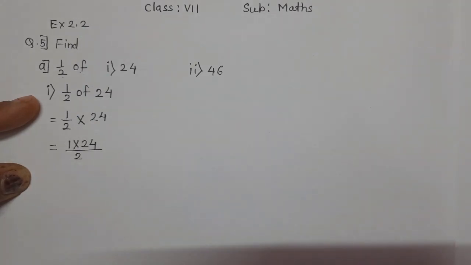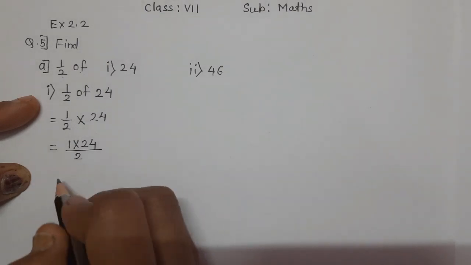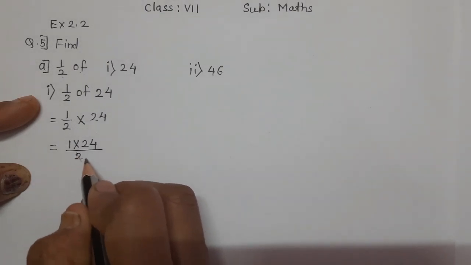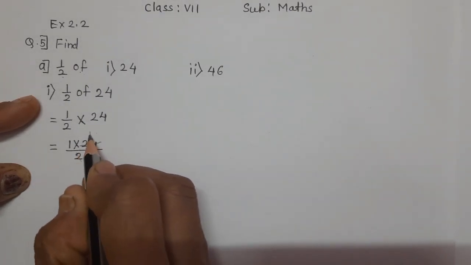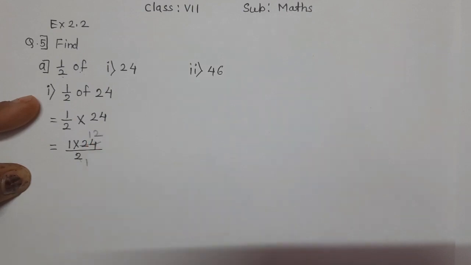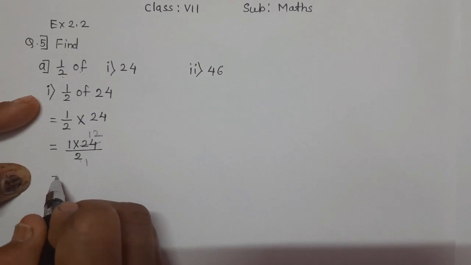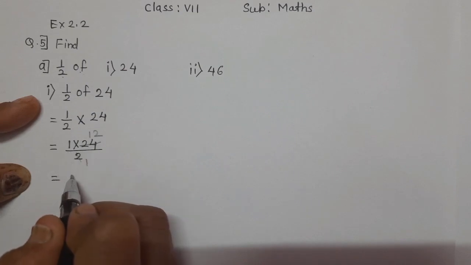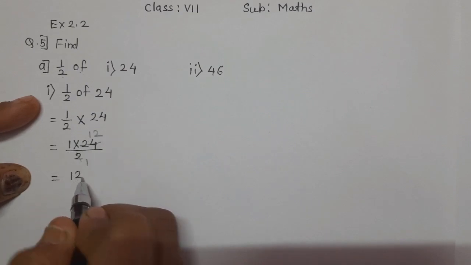Now what we will do, we'll do the lowest term here. Okay, so 2 ones are 2, 2 twos are 4. So what answer we got? 1 into 12, 12. 1 multiplied by 12, 12 ones are 12 we got.